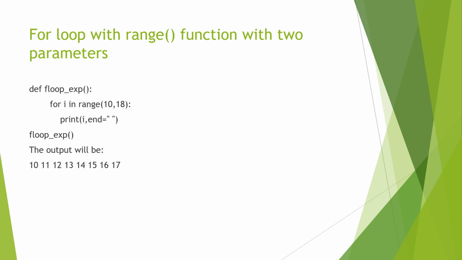For loop with the range function with 2 parameters. Can we do it with 2 parameters? That is also possible. Same example: for I in range 10, 18, print I. Now what is it going to print? Just check from 10 to 18. It has 2 parameters, same thing as we discussed before. The first parameter is the starting and the second parameter is the ending. So it will print from 10 to 17. 18 will not be printed. The last number will not be printed. 10 to 18 means starting from 10 till less than 18. So it will be 10, 11, 12, 13, 14, 15, 16, 17 and 18 will not be printed.